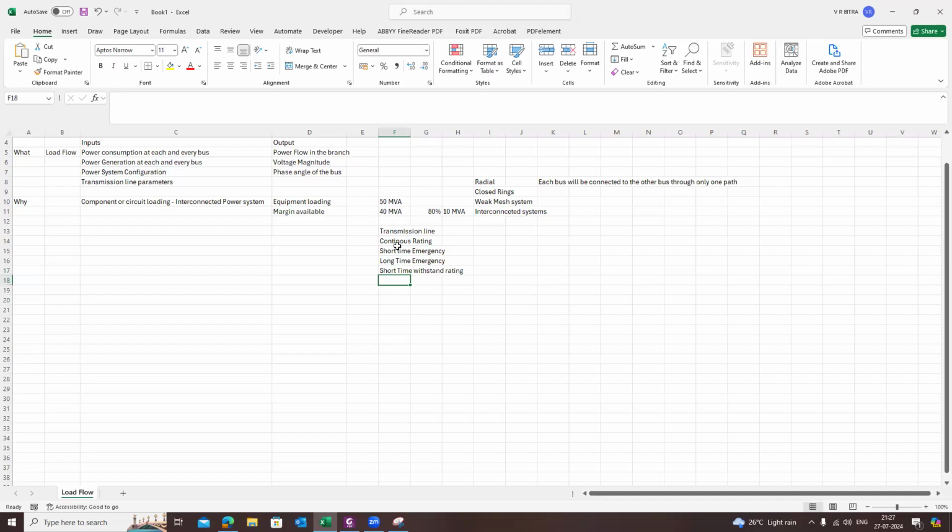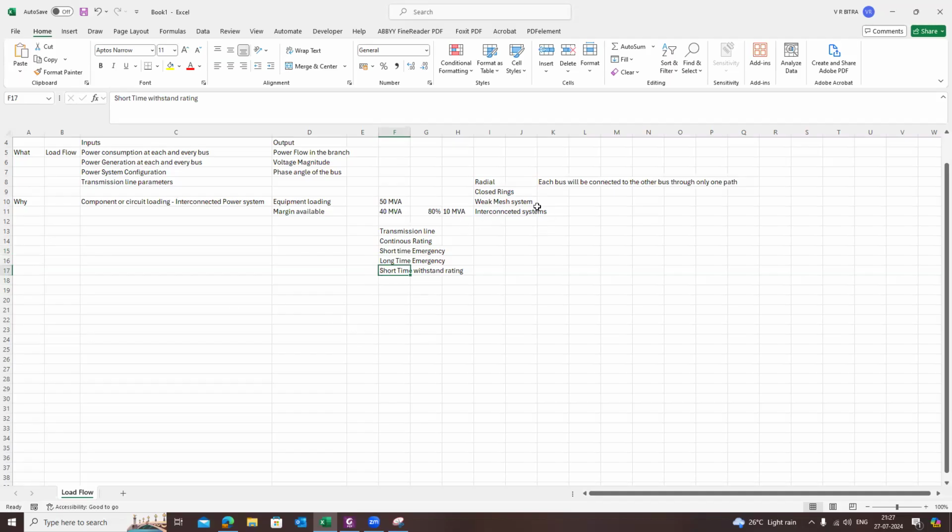So what I mean by the continuous rating is nothing but 24/7. This long-term emergency rating may be 12 hours, 8 hours, something like that. The short-term emergency rating may be for 30 minutes. And the short-term withstand rating is, suppose, for 1 second every 3 seconds. So it is nothing but a short circuit study.